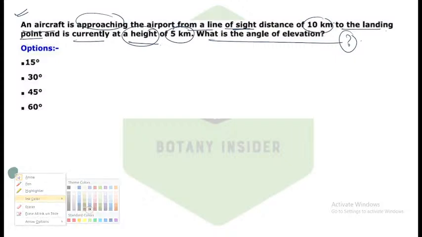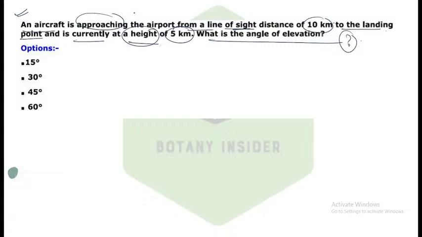Again, a very simple question. The question is saying what? I have discussed this kind of question previously also. An aircraft is approaching the airport from the line of sight. Line of sight means consider that you are standing over here. From here, you are looking at the aeroplane. So from here the sight is 10 kilometers, right? But the actual height is 5 kilometers. You need to find out the angle of elevation.